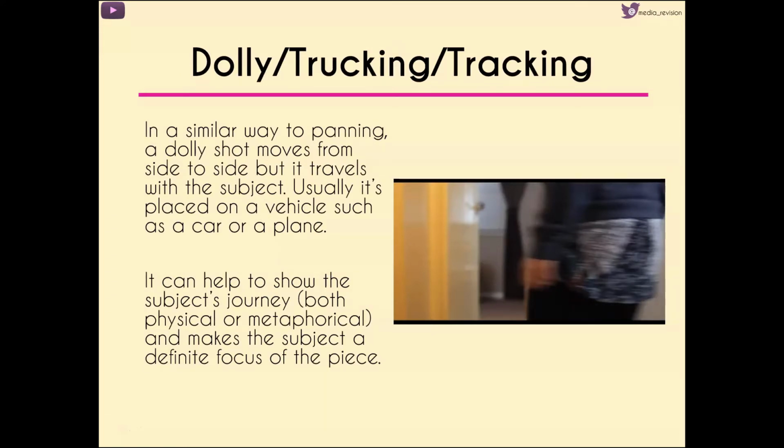Dolly, trucking and tracking is similar to panning. A dolly shot moves from side to side, but in this instance we are travelling with the subject. So what will happen is the camera is placed on a vehicle like a car or a plane, and we follow that character all the way through. So this can help to show a subject's journey, whether that's a physical journey or a metaphorical journey, and it also makes the subject a definitive focus because they never stay out of the centre of the frame or close to the centre of the frame at the time.